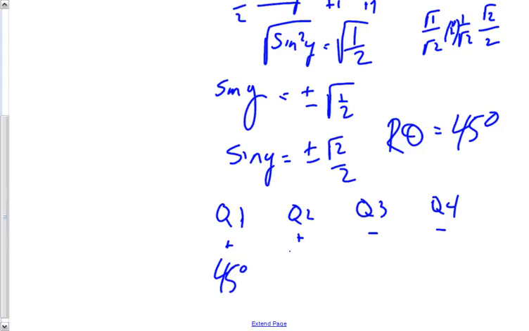Quadrant 2, you do 180 minus 45, which is 135. Quadrant 3 is 180 plus 45, which is going to be 225 degrees. Quadrant 4 is 360 minus 45. Don't do 270 plus 45. Yeah, I know it works, but it doesn't always work. It only works in this case. So remember, it's 360 minus 45 to get 315.